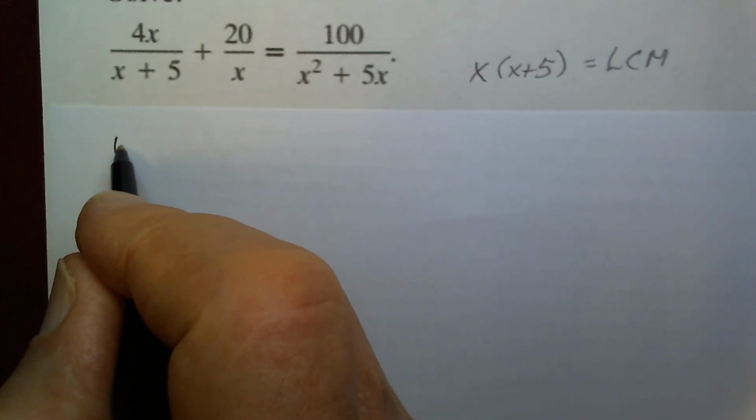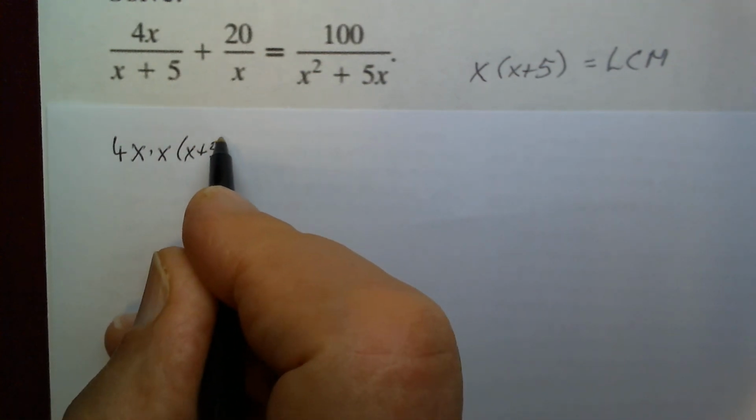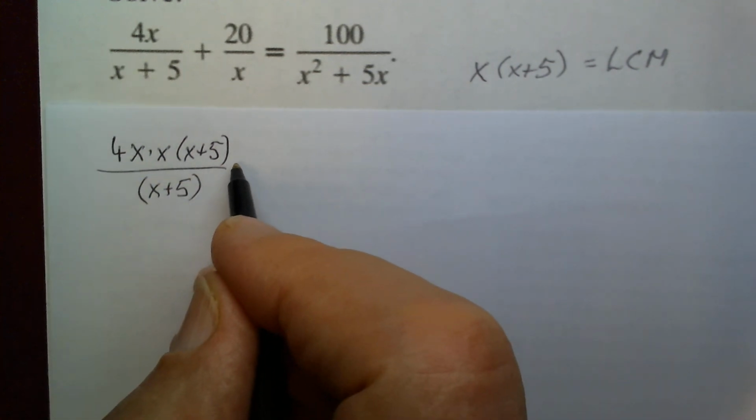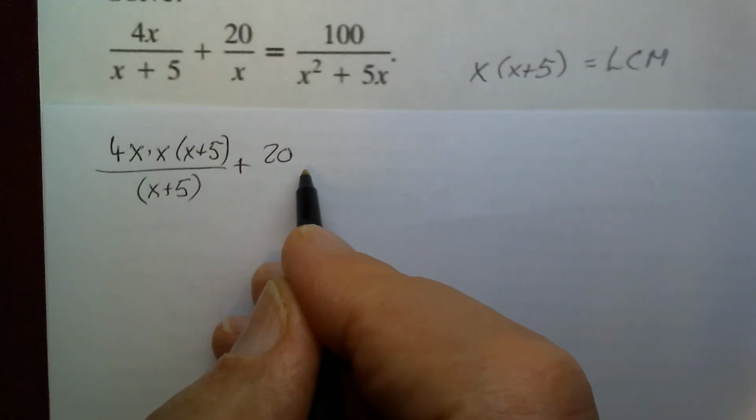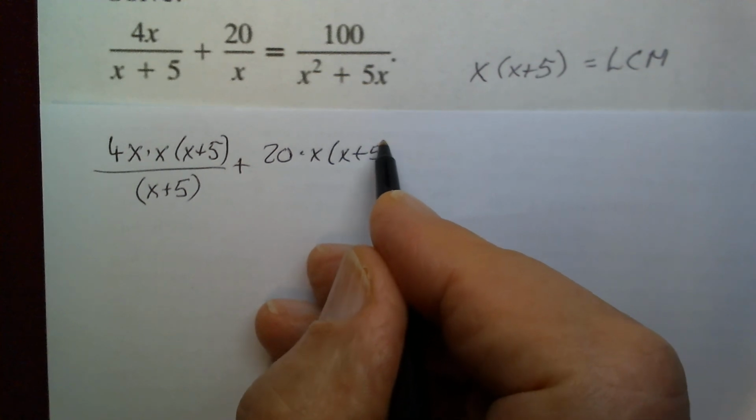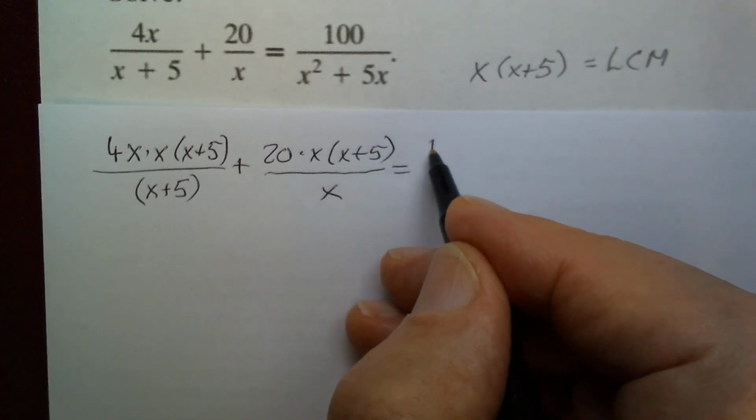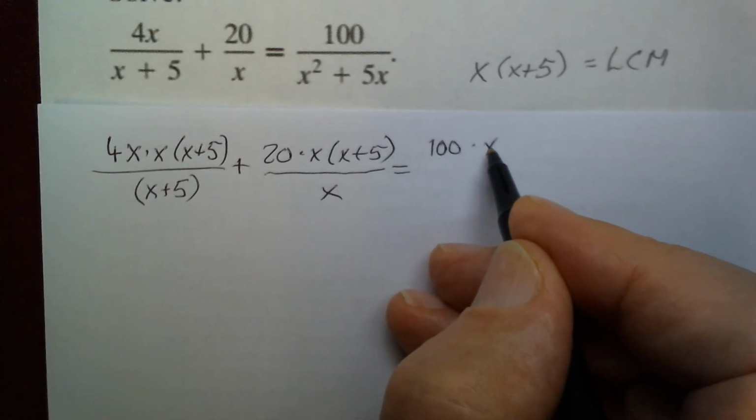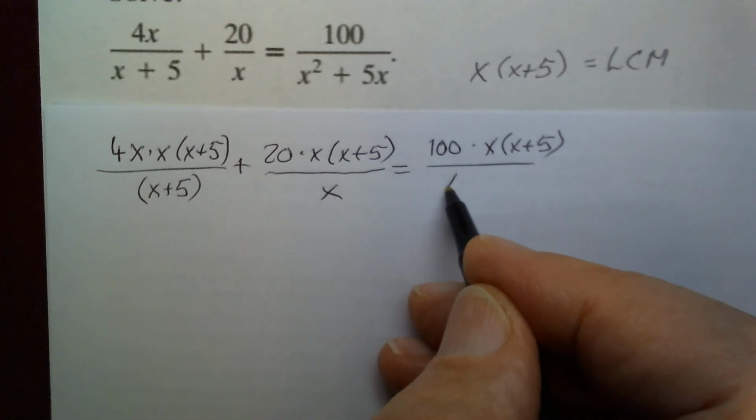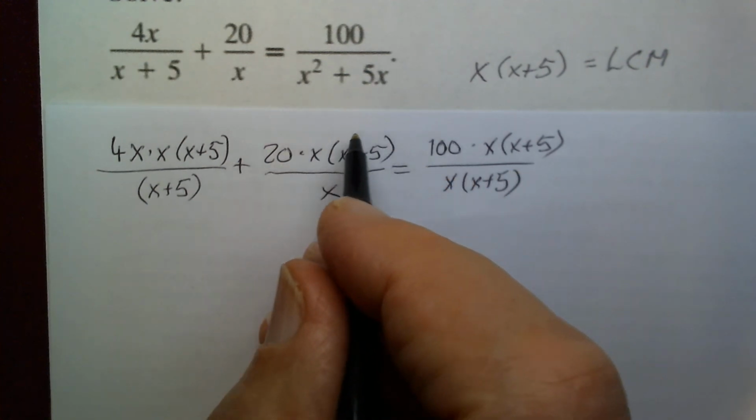So in other words, 4x times x plus 5 divided by x plus 5, plus 20 times x plus 5 divided by x, equals 100 times x plus 5 divided by x plus 5, which is the factored form of the denominator here.